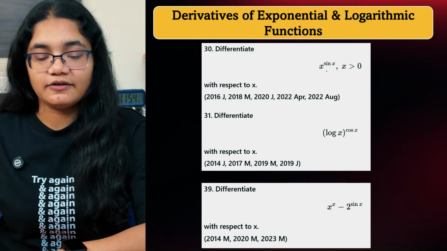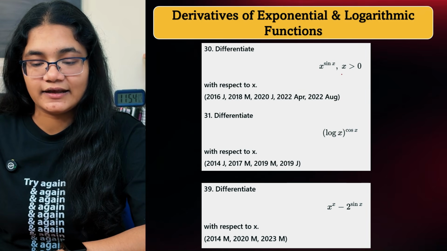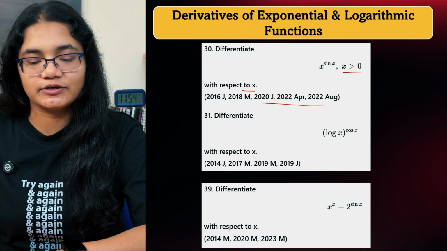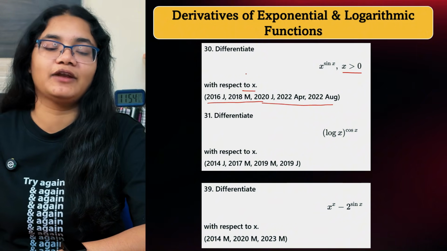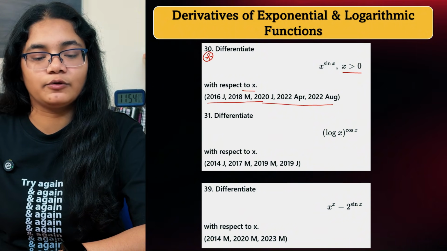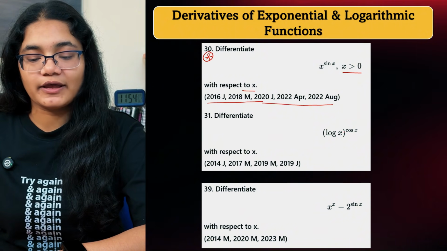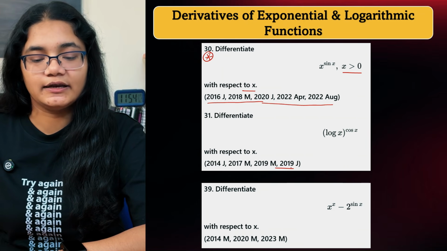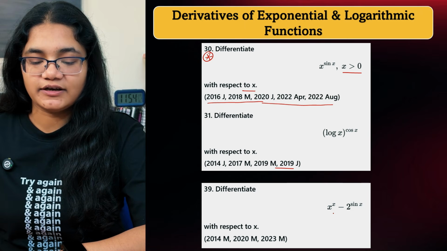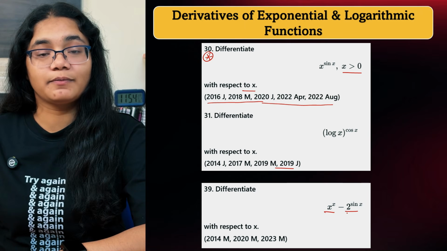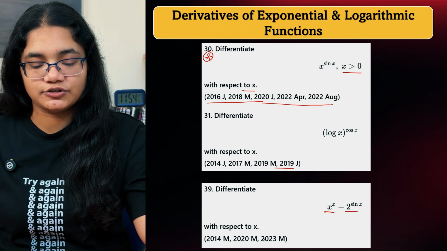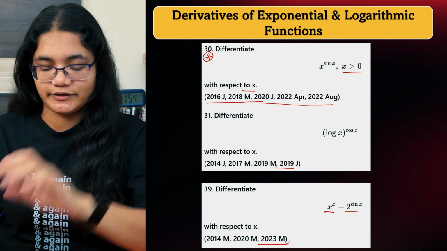Next is differentiate x^(sin x), where x is greater than 0, with respect to x. You can see this question is repeated for such a long period of time, so definitely a very important question. Next, differentiate (log x)^(cos x). This is again a 2019 question, very important one. Differentiate x^x − 2^(sin x). Here you should know both trigonometric and exponential functions. This is a March 2023 question.